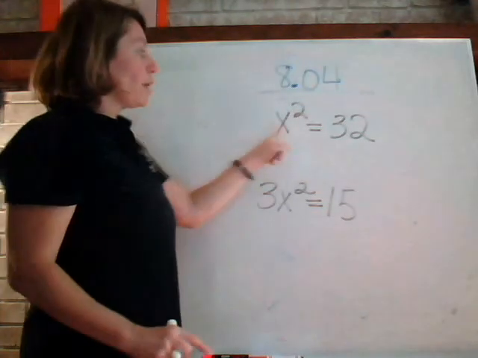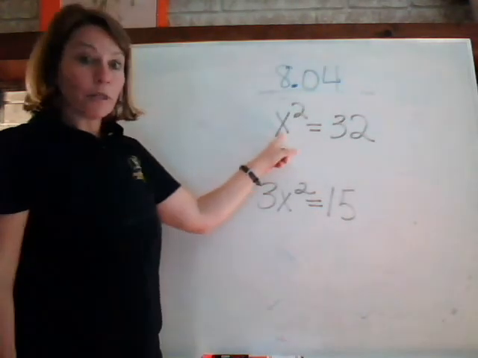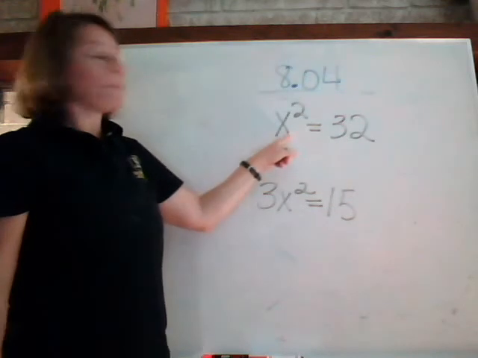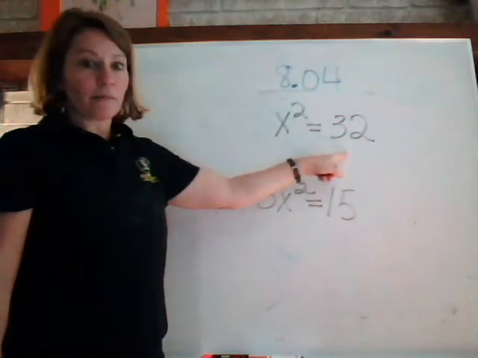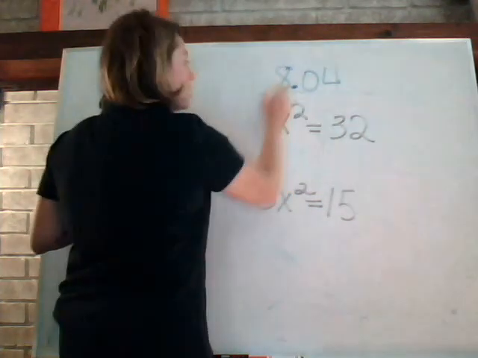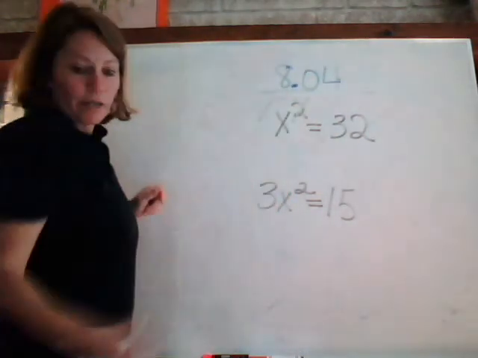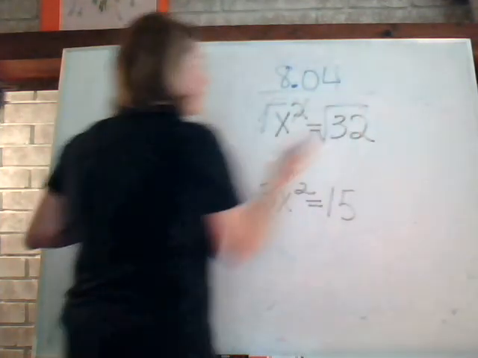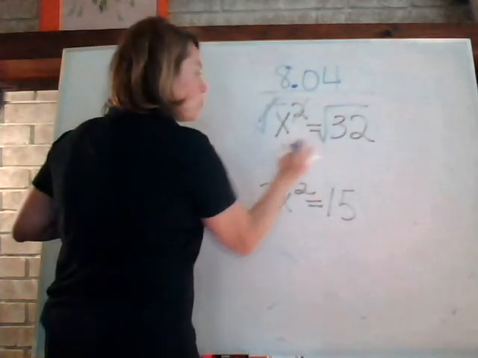Okay, I have a perfect square, and if it's not in this form, you want to go ahead and move the constant to the opposite side. So you have the x squared by itself equal to the constant. From here, all you're going to do is square root both sides, because the opposite of squaring is square rooting. So I'm going to square root the left side, square root the right side, and I'm left with x.